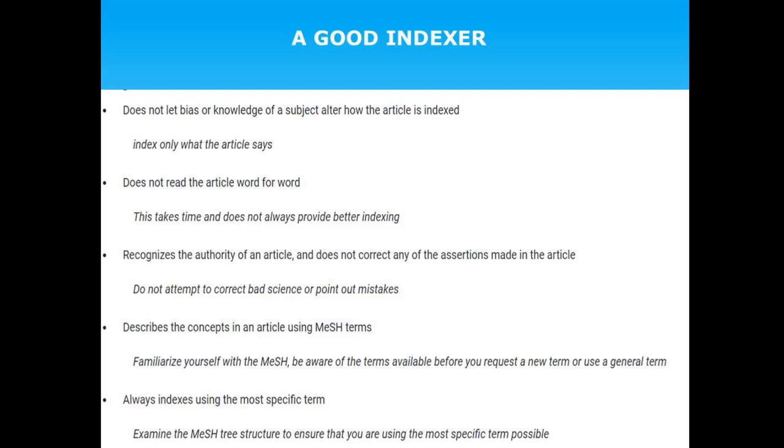Do not let bias or knowledge of a subject alter how the article is indexed. Your prior knowledge of the subject should not influence or supersede your decision on the indexing terms. That's what it's conveying. You merely represent what the article is talking about, even if the article has some mistakes and is not correct. Do not make any decisions. Just merely represent what the article is talking about. Just identify the key terms based on the content of the article.